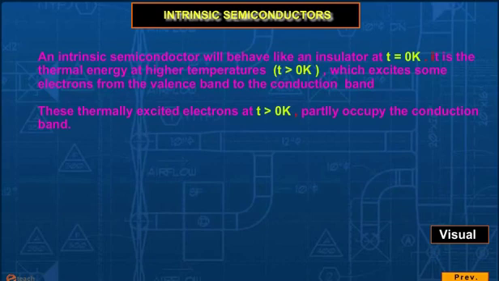An intrinsic semiconductor will behave as an insulator at temperature T equals 0 Kelvin. It is the thermal energy at the higher temperature, that is T greater than 0 Kelvin, which excites some electrons from the valence band to the conduction band. These thermally excited electrons at T greater than 0 Kelvin partially occupy the conduction band.